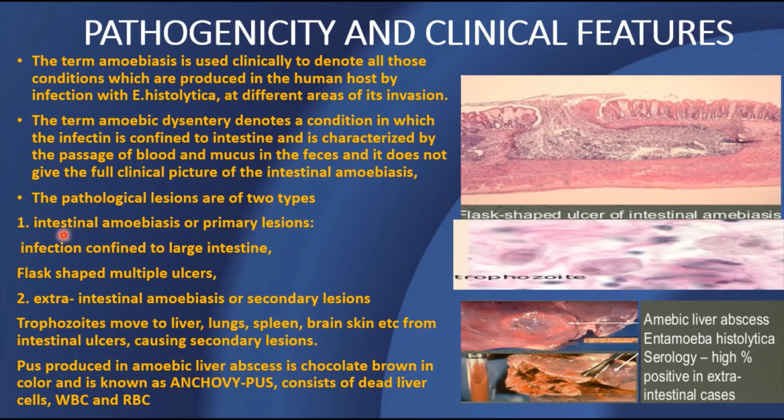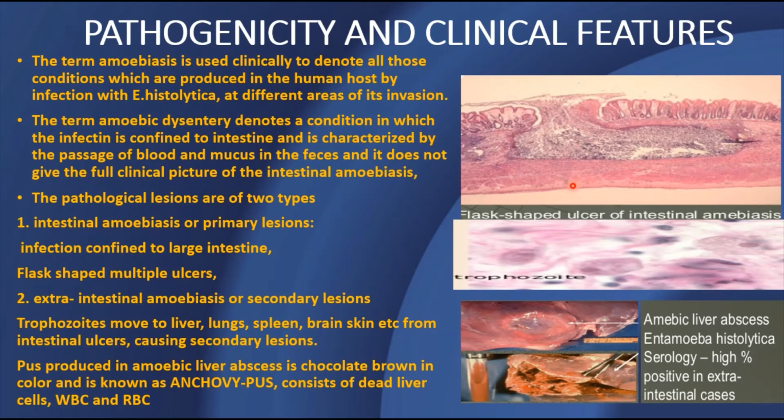The first one is intestinal amoebiasis or primary lesions. That means we are only going to see the intestinal condition. So if you see the picture, here is an intestinal submucous region where the infection is confined only to the large intestine, where the parasite is going to produce what we call flask-shaped ulcers. Here you can see flask-shaped ulcers, which are superficial, that means only the upper layer, and extensive.